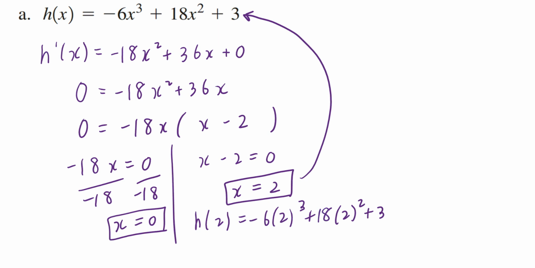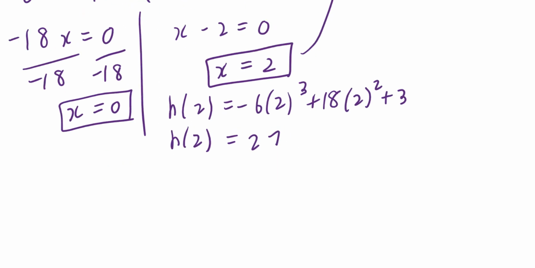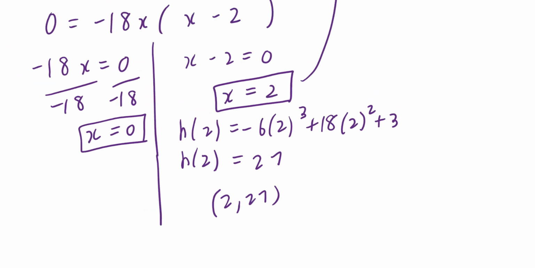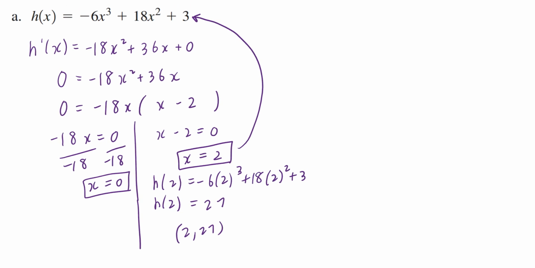When you work this out, it's going to be negative 6 times 8 plus 18 times 4 plus 3. That's going to be 27. So one critical point is going to be located at (2, 27). Now, if I go back to the first point, I can plug it back in. This one's a little bit faster because h of 0 equals, I'm plugging in 0 here and here. So both of those terms are going to be 0 plus 3, which basically means it's going to be 3. So the second critical point is going to be (0, 3).